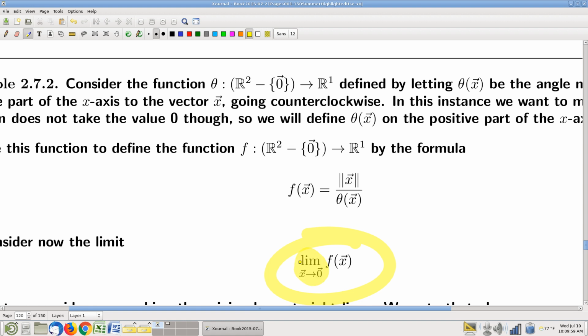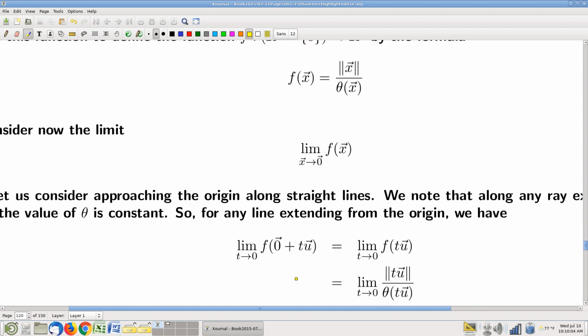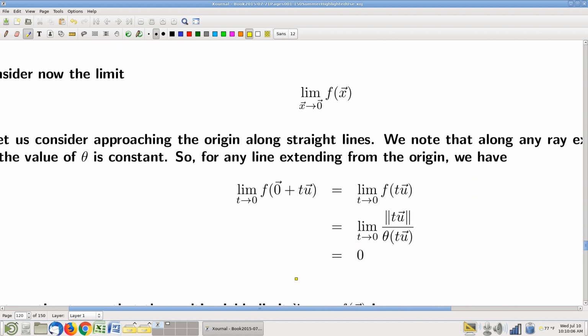We're approaching the origin. So let's consider this limit along the naive straight lines, the definition that I'm claiming is no good. Let's take this naive approach and see what our analysis of this limit is. Well, along straight lines, look, here it is. Straight lines are parameterized like this: a plus tu. A is the origin, so 0 plus tu.